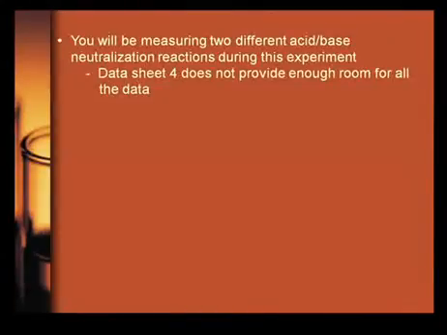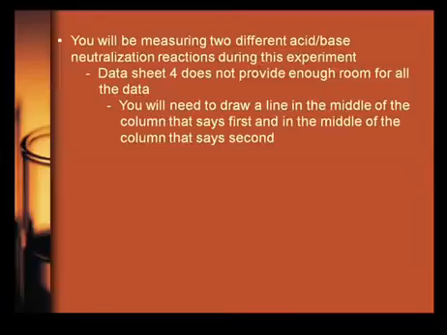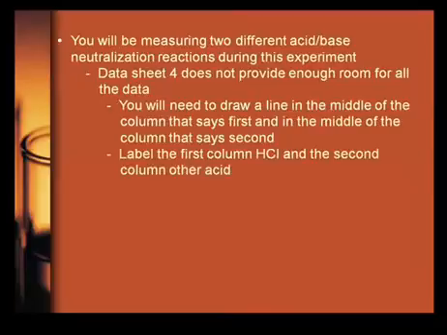You will be measuring 2 different acid-base neutralization reactions during this experiment. However, datasheet 4 does not provide enough room for all the data. So you will need to draw a line in the middle of the column that says first and in the middle of the column that says second. Label the first column HCl and label the second column other acid. And your TA will assign you the other acid. It will either be sulfuric acid or phosphoric acid.